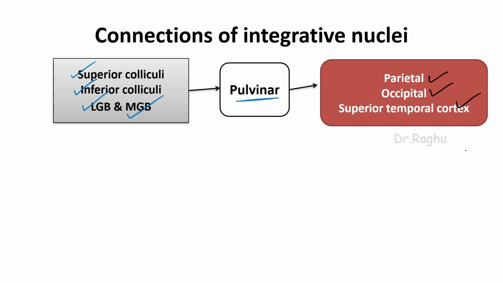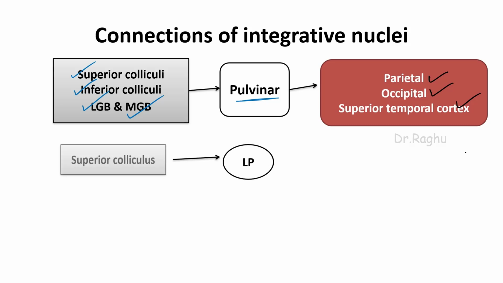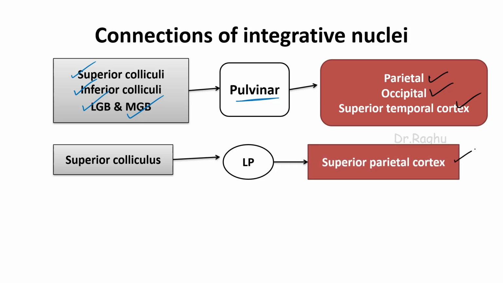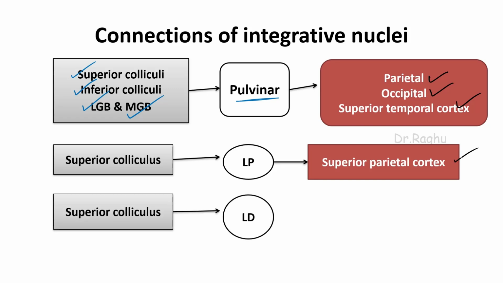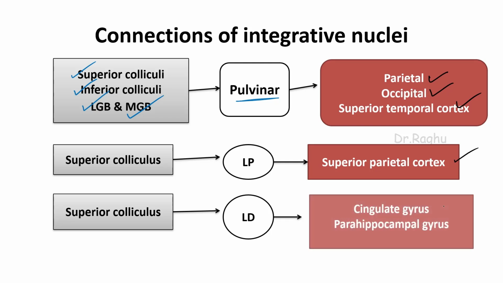the superior temporal cortex. The next nucleus is the lateral posterior, and it is receiving information from the superior colliculus, and the efferent fibers are being projected to the superior parietal cortex. Next we have the lateral dorsal nucleus, which is also receiving information from the superior colliculus, and the information is being projected to the cingulate gyrus as well as to the parahippocampal gyrus. So these are the connections of the integrative nuclei.